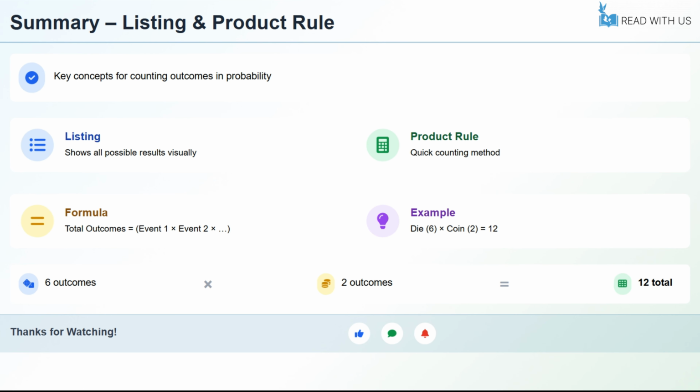So to summarize, listing outcomes helps us visualize all possible results. The product rule helps us count them quickly without writing them all out. The formula is total outcomes equals outcomes of first event, times outcomes of second event, times, and so on. And that's how you find the total number of outcomes using listing and the product rule.